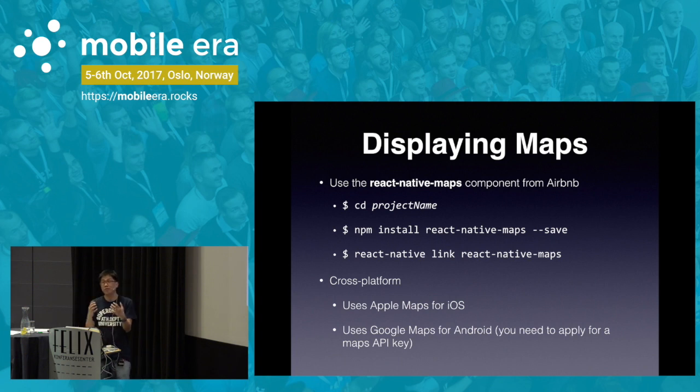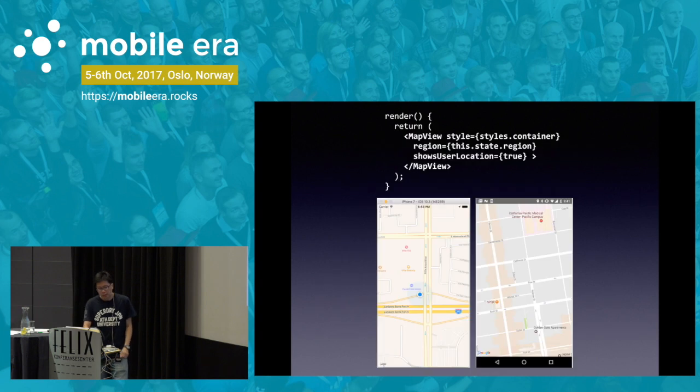So basically, once you have created the project, you just need to cd into the project folder and do an npm install followed by whatever components you want, and then do a React Native link, and that's it. And you're now ready to actually make use of the component in your JavaScript application, and then you can just run your application. So this is how to display maps. So this is how it looks on the iPhone and on the Android device.